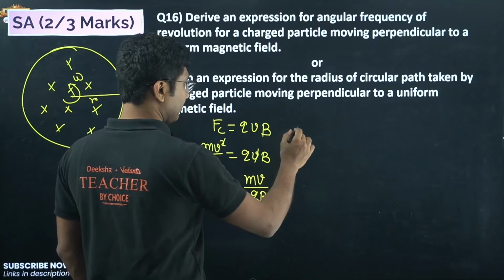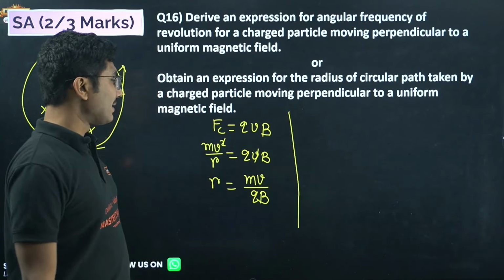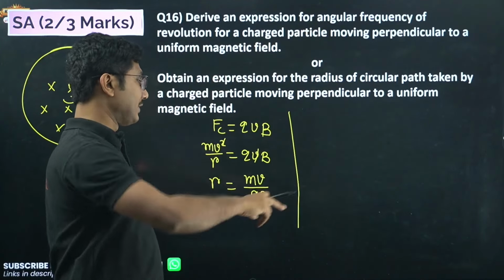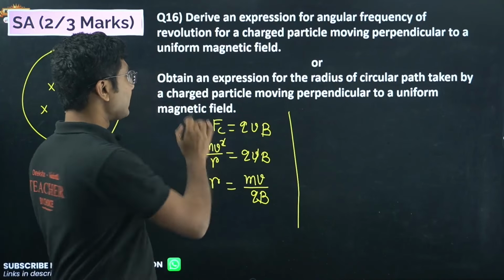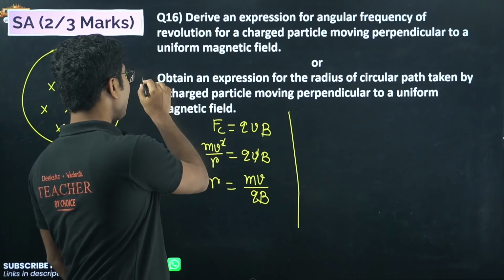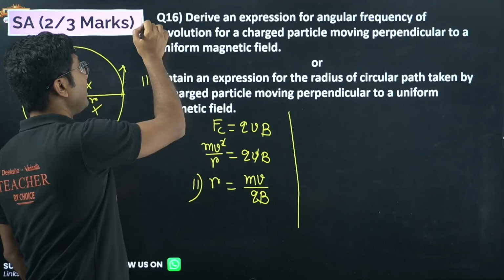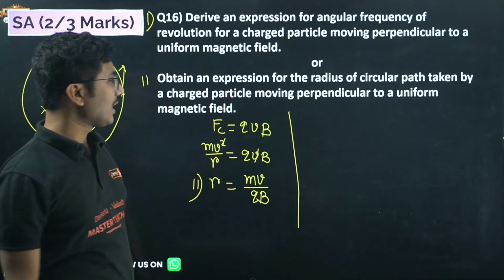So this is done. Now, as I mentioned, you also sometimes may be asked to find the angular frequency. This is normal radius, so the radius part is the second part derivation. What about the first part derivation? This is the first part. The first part question can be easily derived.